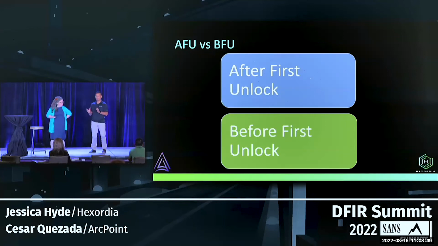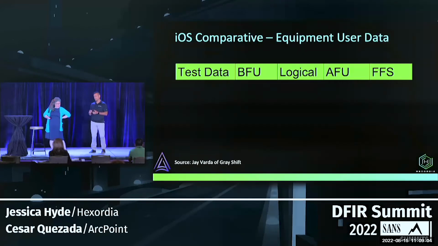And just real quick overview, after first unlock is when the phone has been rebooted and the passcode has been entered at least one time. And before first unlock is after the phone's been rebooted and it has not been unlocked. And depending on those states is how much data you'll get.